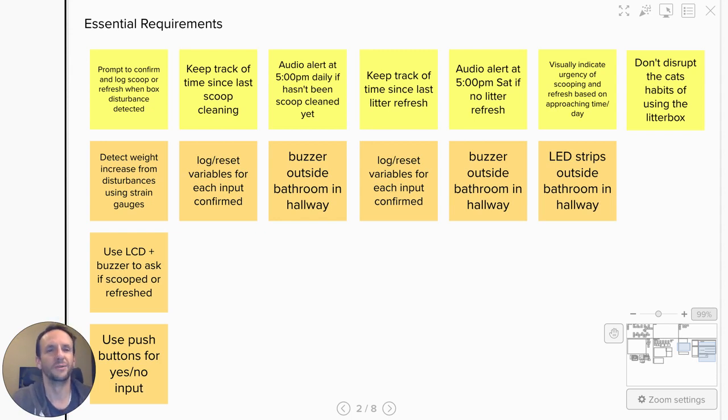We would like to keep track of the time since the last scoop cleaning. We'd like to have an alert or an alarm go off each day if that scoop cleaning has not occurred yet by 5 p.m. daily.